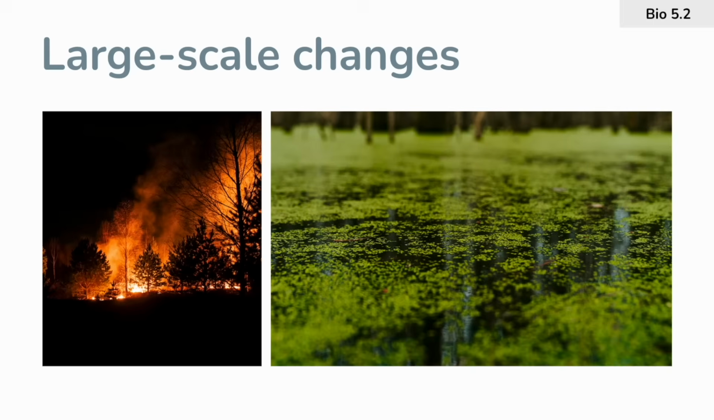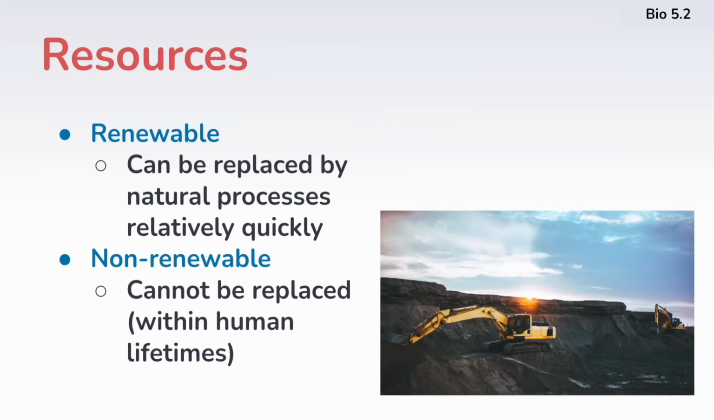But other dramatic events like fire, flooding, and earthquakes can cause huge changes to an ecosystem too. Remember, for humans, we rely on a lot of Earth's resources, including renewable ones, which can be replaced by natural processes relatively quickly, and non-renewable ones, which really can't be replaced within human lifetimes. So forests and trees can regrow relatively fast, and sunlight is renewable because we always have the sun shining on us. But other things like fossil fuels are limited and they can be used up by humans.